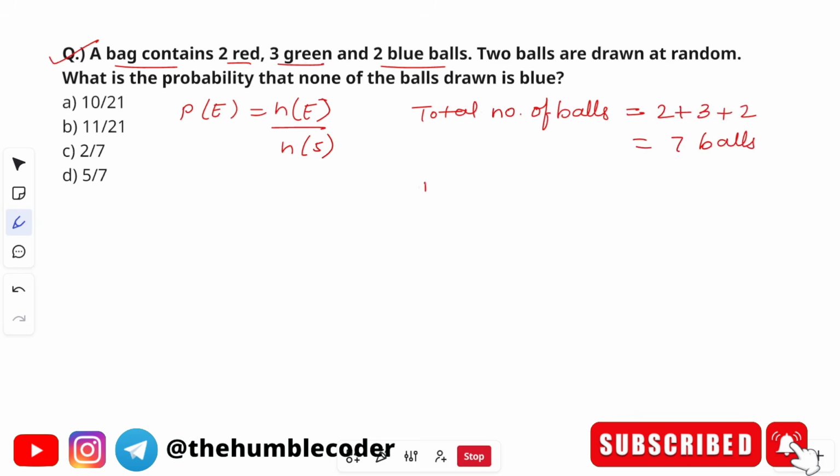Now n(S) we have to calculate, right? Out of these 7 balls we have to draw 2 balls, so in how many ways can we do that? 7C2, which means the combinations formula. If you solve it, it can be simply done by 7 into 6 divided by 2 into 1, because 2 is there. When we solve it, 2 3s are 6 and 7 3s are 21. So the n(S) value we have got is 21.